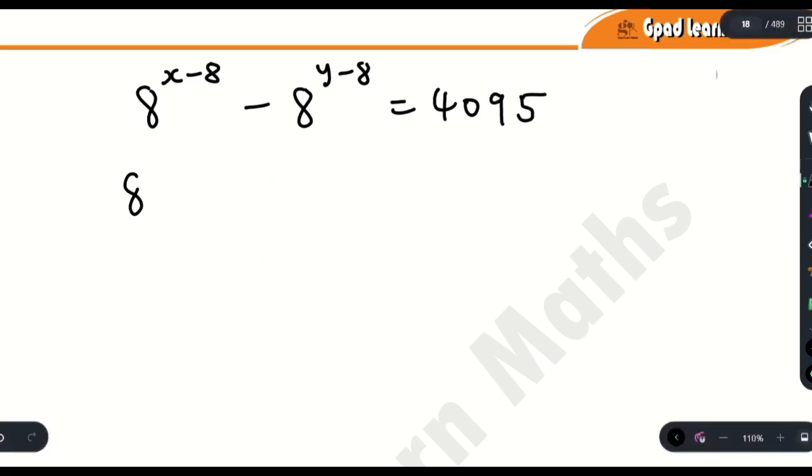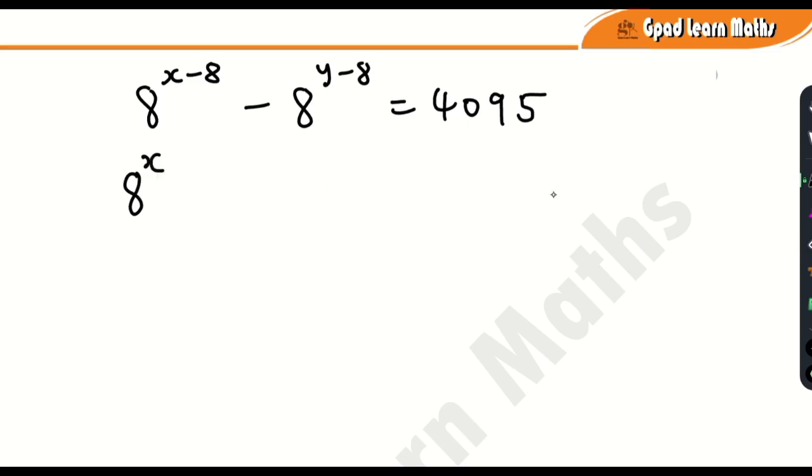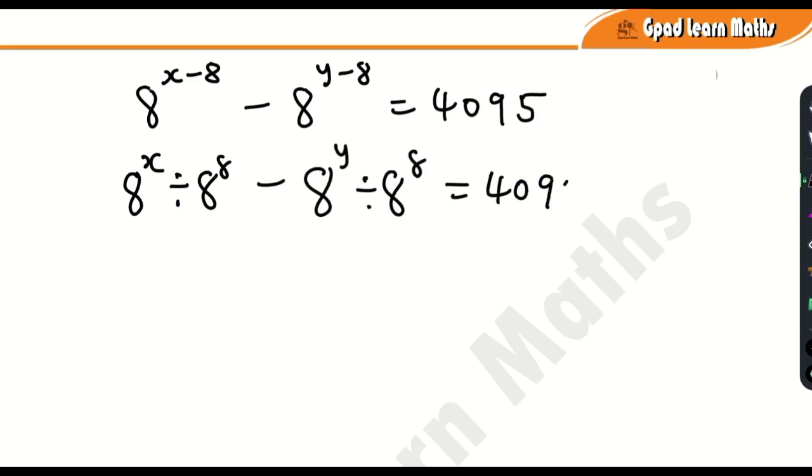Now this is going to be 8 raised to the power of x divided by, like I did before, 8 raised to the power 8. Yeah, because when you want to return this, you can get back this using the law of indices. Minus, do the same thing here as well. It's going to be 8 raised to the power of y divided by 8 raised to the power of 8. And this is equal to 4095.